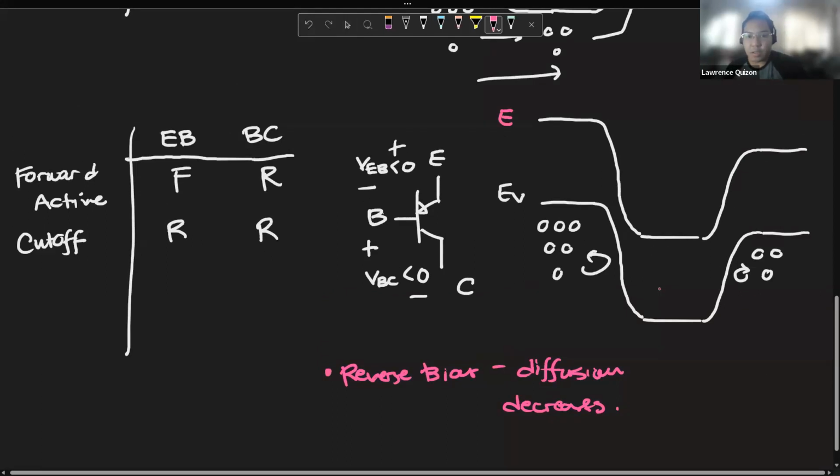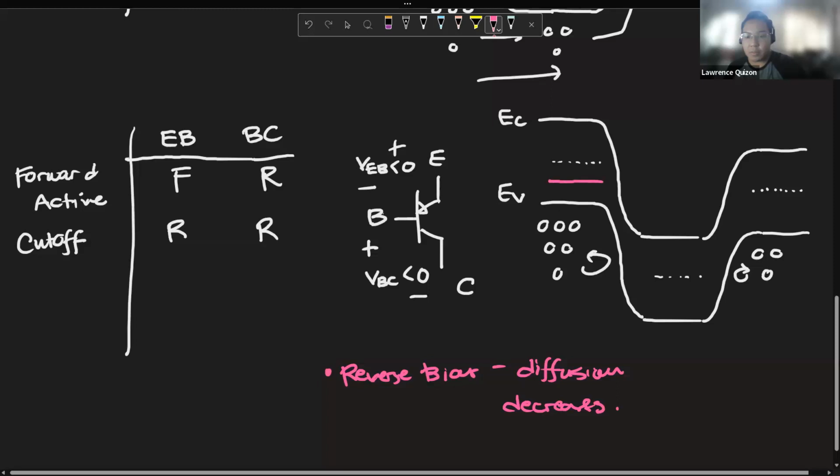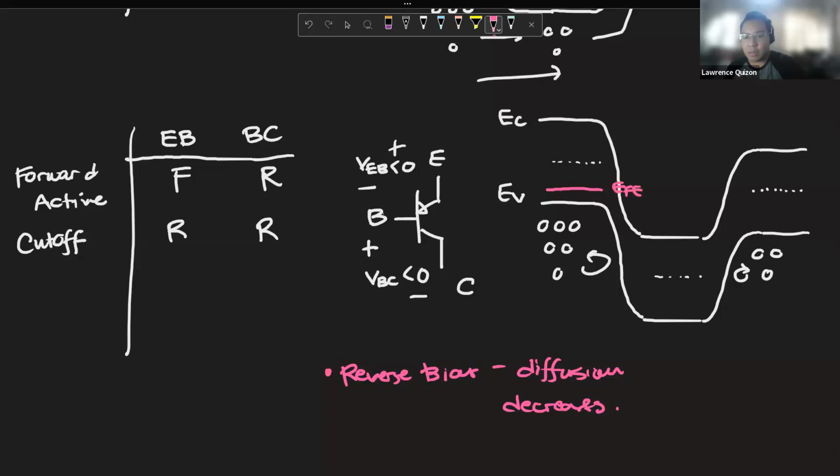So if we draw the other parts of the energy band diagram, the conduction band edge would be up there. Ei is always directly in between. Then EF would be here. So EF would still be here for the P plus side, for the emitter. This is the EF of the emitter. This would be the EF of the base. And this would be the EF of the collector.